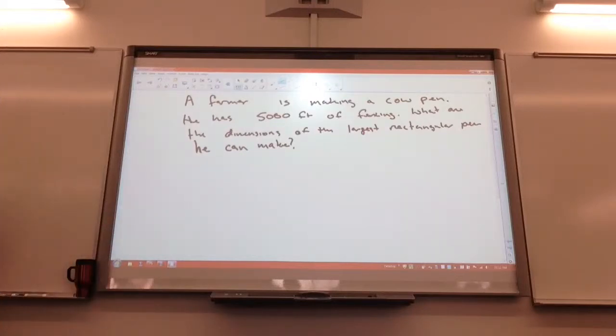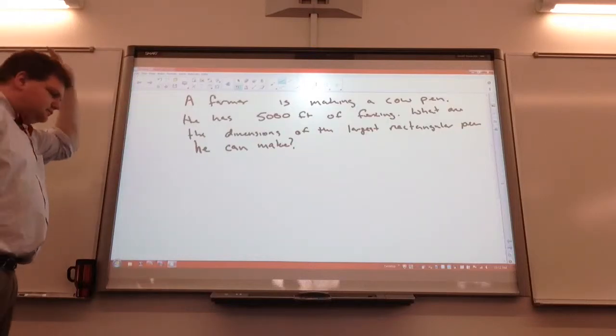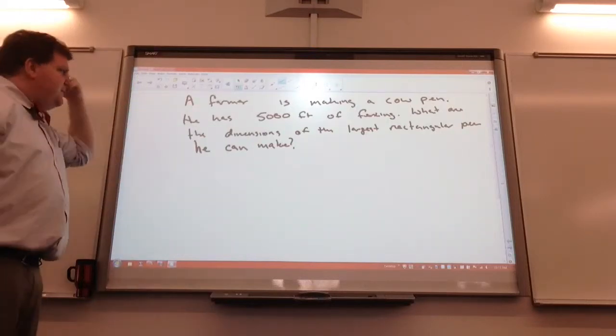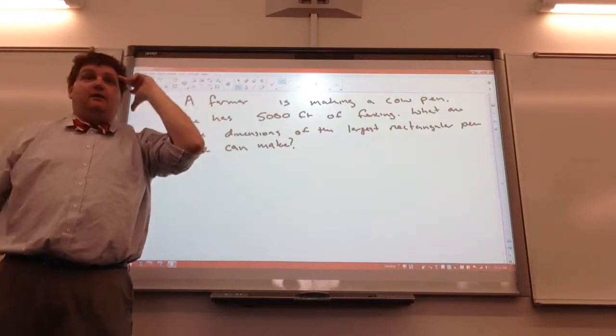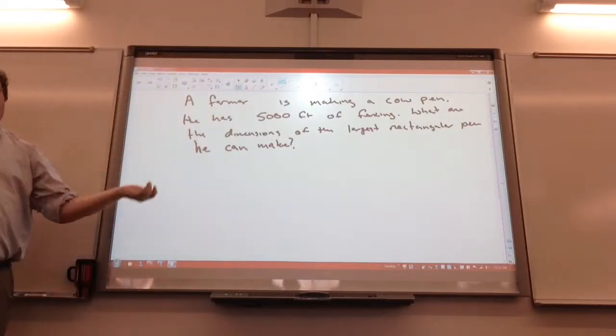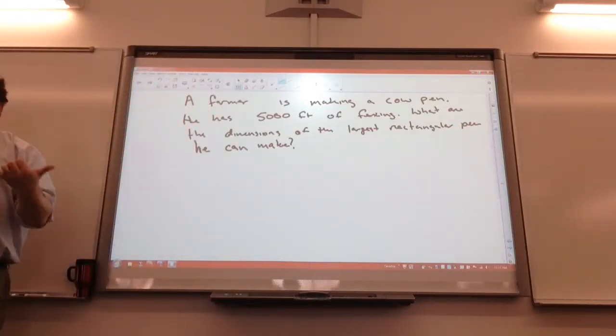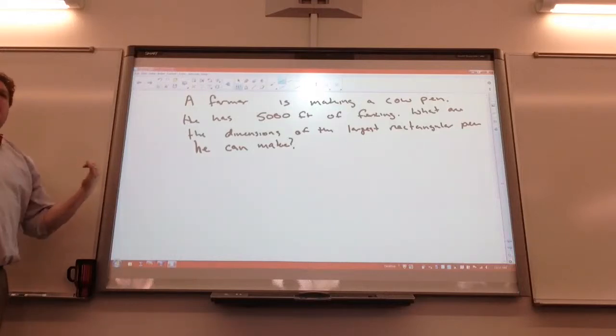Our answer is not going to be the area, it's going to be the length and the width, whatever those are, for this rectangle. Now, let's see what we've got. The only thing we have, number-wise, is the perimeter. The perimeter of this cow pen is going to be 5,000 feet, because that's all we've got. The other thing is that the shape is going to be a rectangle. So the first thing we need to do is come up with a primary equation that maximizes area.